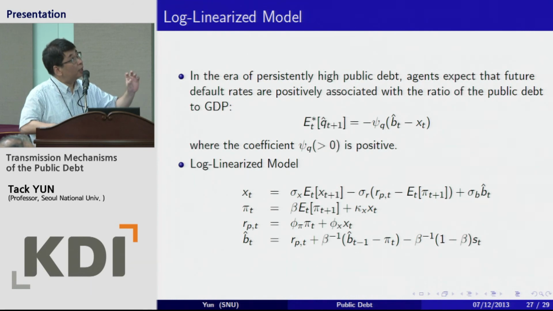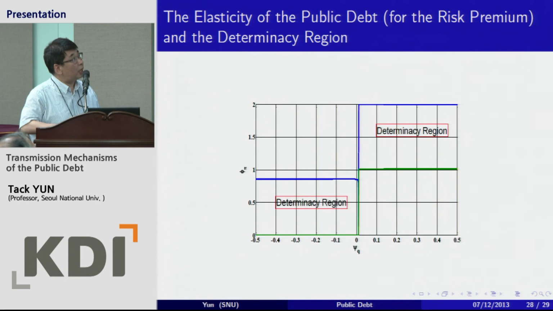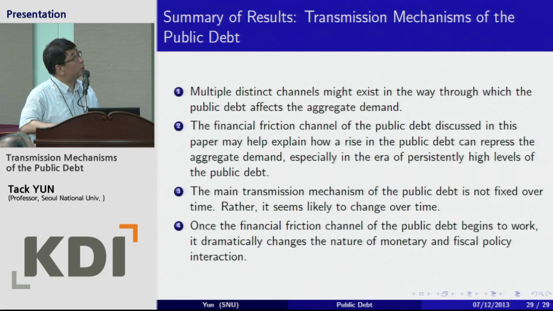And then given that, we have the linearized model, and we have the same type of IS curve equation that we have from the data. So I think that is one possible micro foundation for the IS curve with a negative coefficient of public debt. So this is my brief summary of my result.